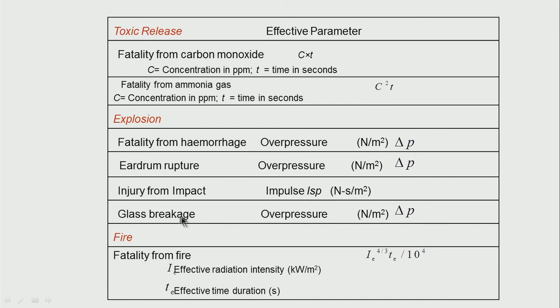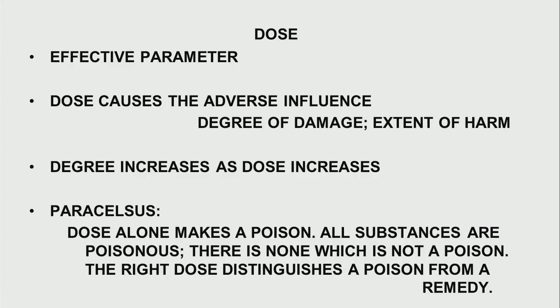We talked in terms of glass breakage, again overpressure. When we talk of fatality from, let's say, a fire or a fireball, you have something like an effective radiation, so many kilowatts per meter square. You have effective time, that is effective duration. And it so happens, if I do a series of experiments, I find that the effective parameter or the dose which causes the particular consequence is something like IE to the power 4 by 3 into the effective time divided by 10 to the power 4, where IE is kilowatts per meter square and the effective duration of the fireball is so many seconds. Having said that, dose is what we call an effective parameter.